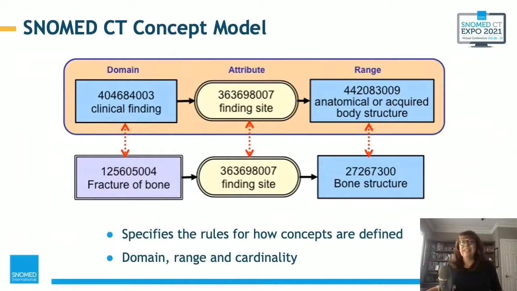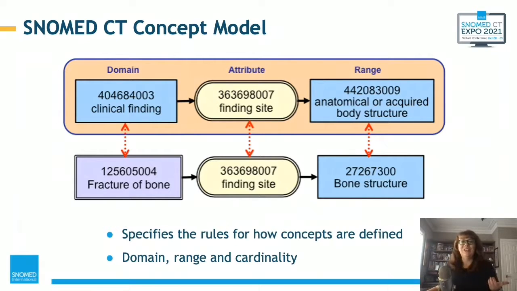The Snomed concept model specifies the rules for how Snomed content can be defined, including the domain, range, and cardinality of each attribute. For example, the domain of the finding site attribute is all the clinical findings, and the range is the set of anatomical or acquired body structures.